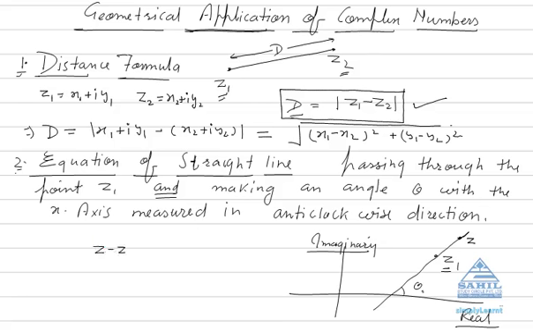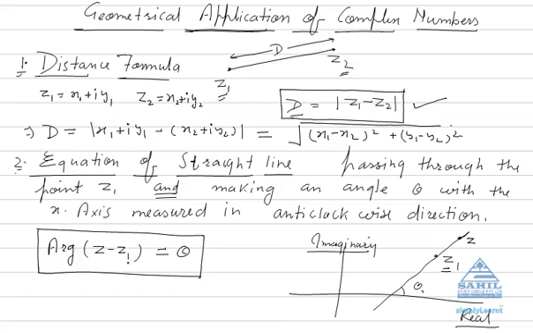So z minus z1 is a complex number lying on the line. The argument of this complex number means it will make an angle theta with the x-axis or real axis. So you can always say that the equation of a straight line passing through the point z1 and making an angle theta with the x-axis is argument of z minus z1 equals theta. I think it's very easy for you. Is there any confusion in this?